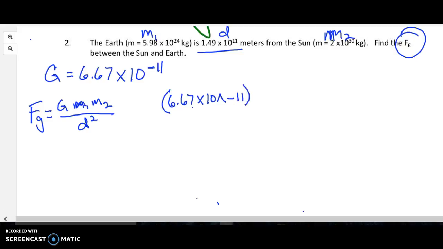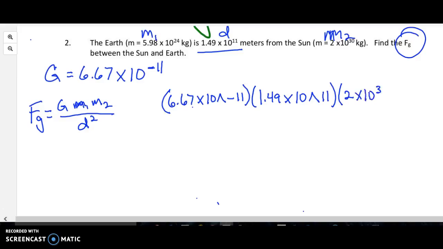The next thing I'm going to do is open up a new bracket. I do not have to hit the times, it'll automatically do it for me. And I'm going to put my first mass. My first mass is 1.49 times 10 raised to the 11th power. And then finally, mass 2, I'm going to open up a new bracket, and put in the Sun, which is mass 2 times 10 to the 30th power.